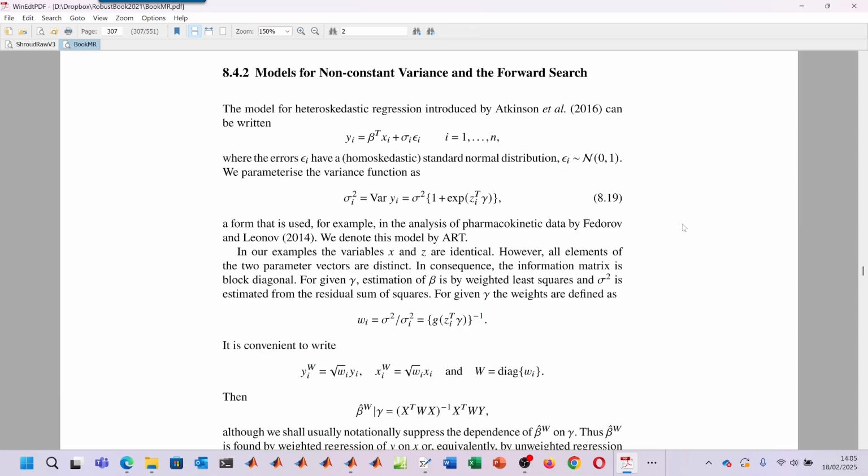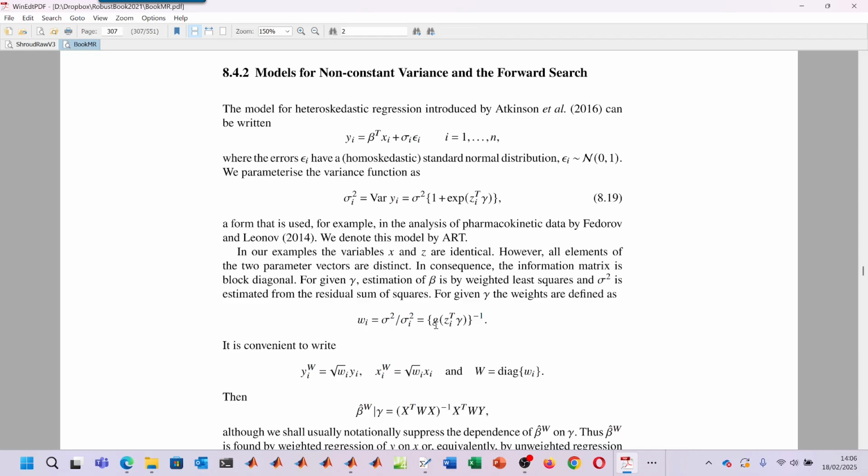In our examples, the variables x and z are identical, but they do not have to be. However, all elements of the two parameter vectors are distinct. In consequence, the information matrix is block diagonal. For given gamma, estimation of beta is by weighted least squares, and sigma squared is estimated from the residual sum of squares. For a given value of gamma, the weights are defined as wi, that's sigma squared over sigma squared i, which is some function g of the linear model.